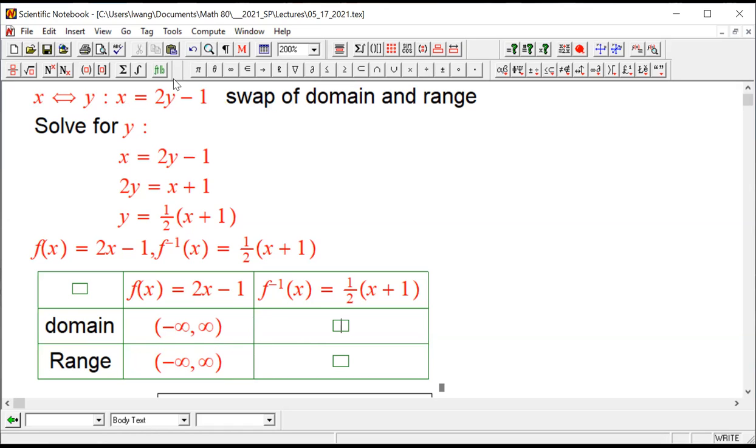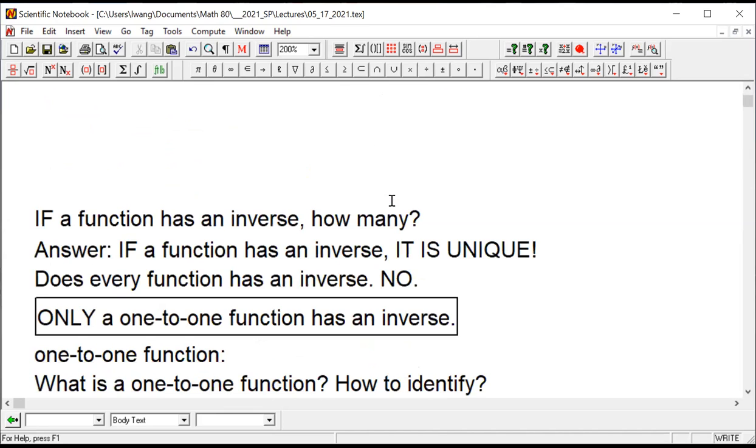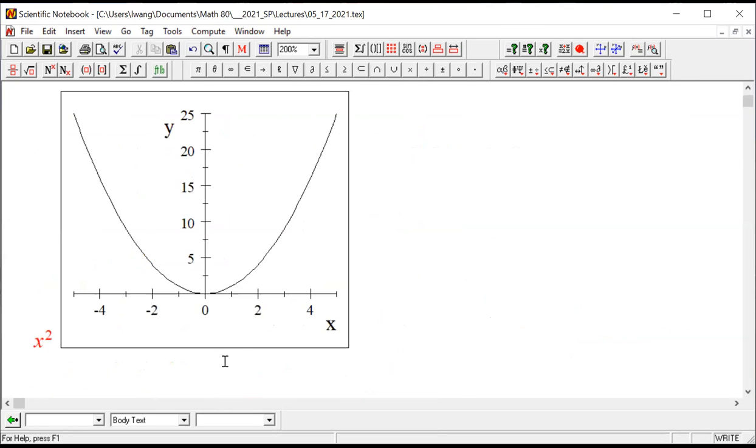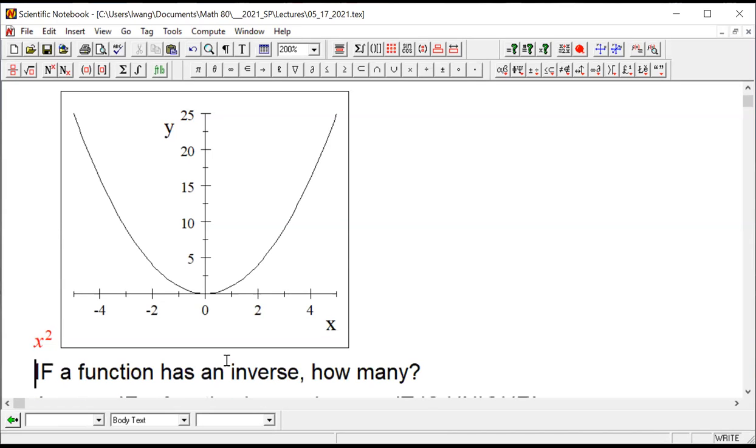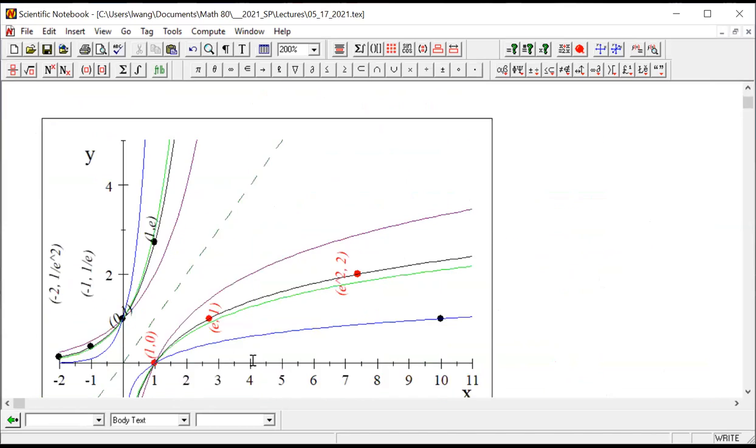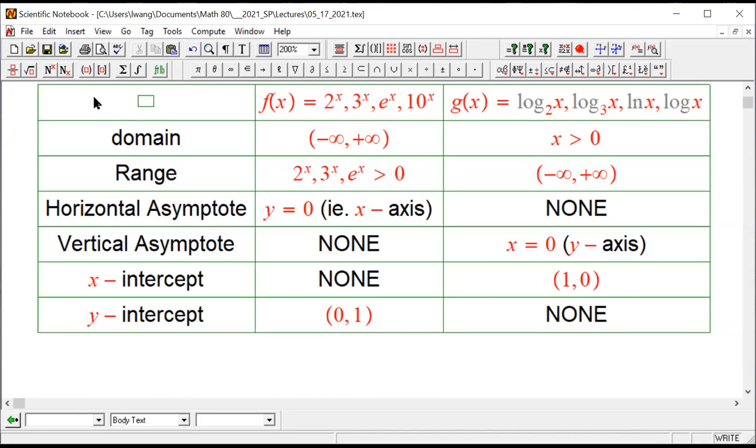So when we swap domain and range for the other functions, there's no difference. You just swap, they're the same. Are there situations where you swap and they're not the same? Yes. And that's our exponential function and logarithm function. Okay, so now you see some commonalities. So now let's go back to these.